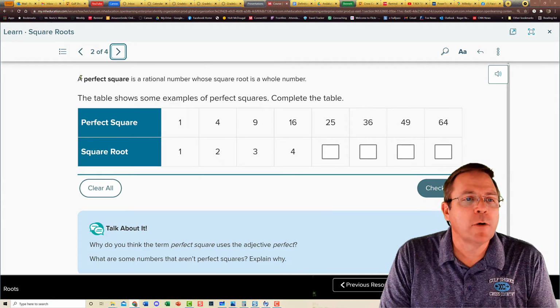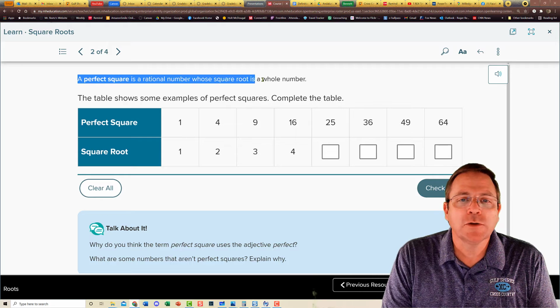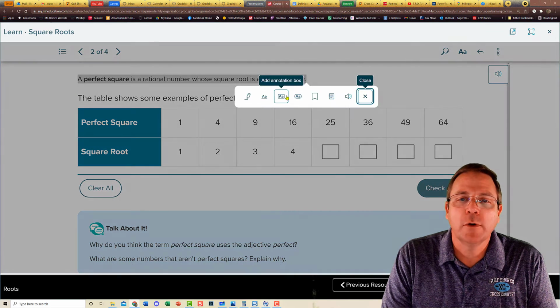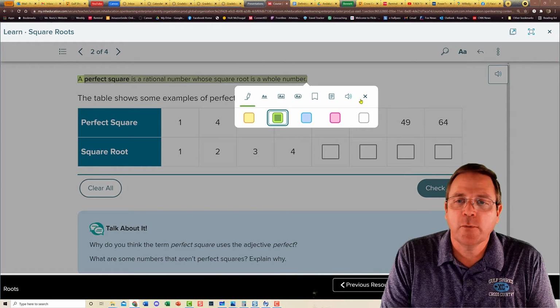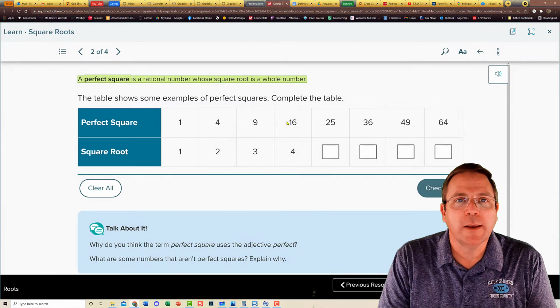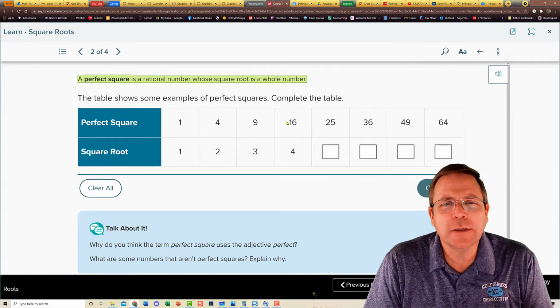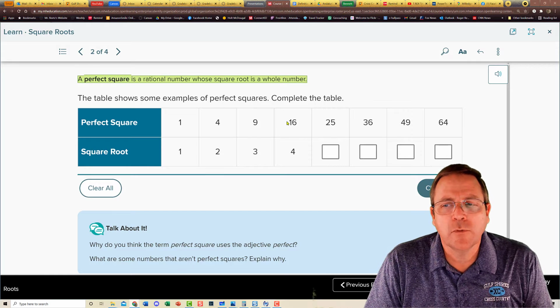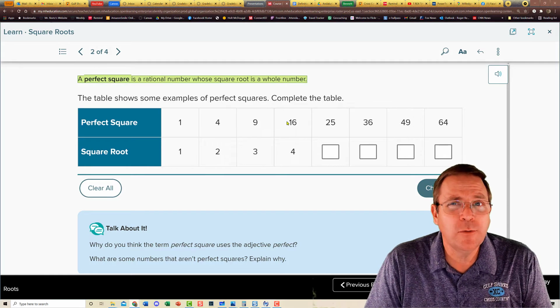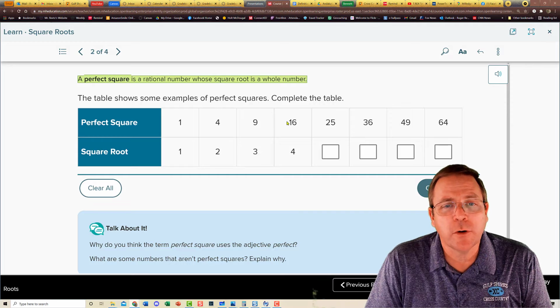And then we have a perfect square, which is a rational number whose square root is a whole number. Now the perfect squares are what we really like to use, because these are the numbers that we can do easily in our head within reason for what the numbers would be. And it's really important that you start working on memorizing these perfect squares.